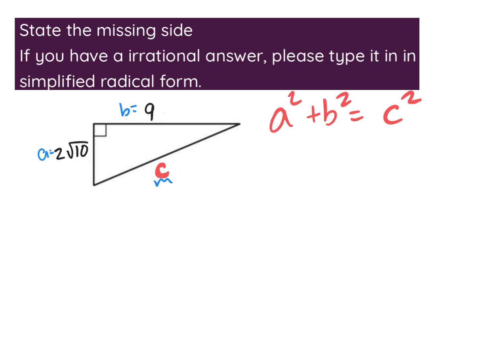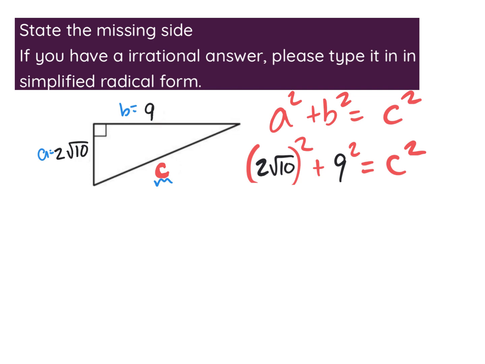So instead of a squared, this is what you're going to do. You're going to put parentheses squared, and what are we going to put in there? You're going to put 2 square root of 10. Okay. And we still have the plus b squared, and we know that b is 9. So we're going to square that, equals c squared, which we don't know yet, so we just leave it, c squared.